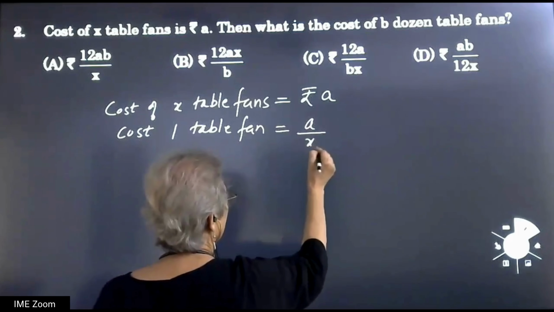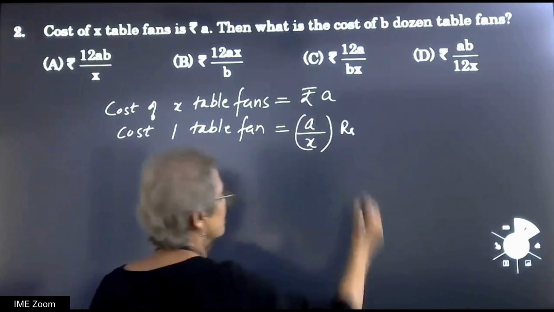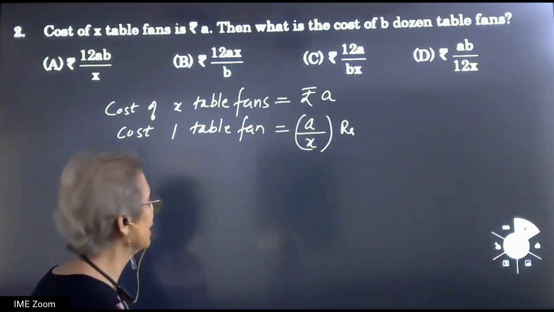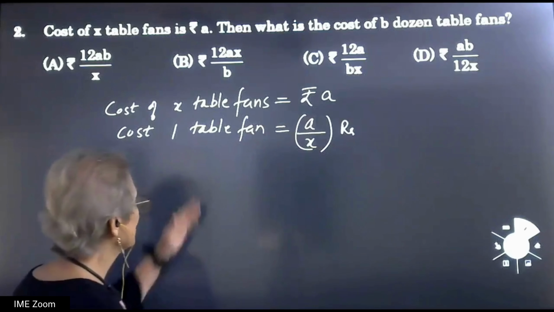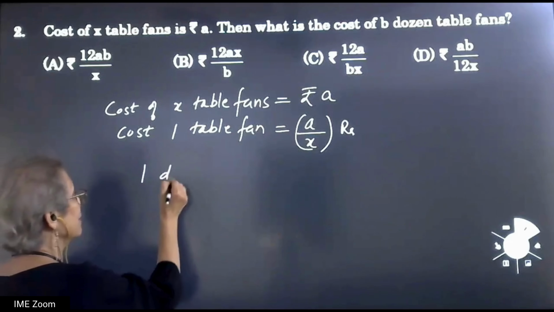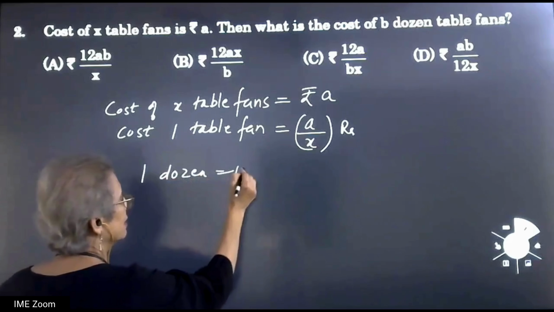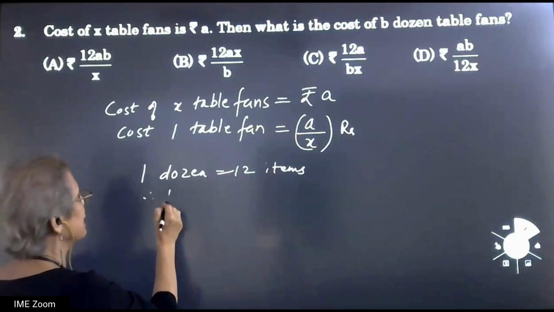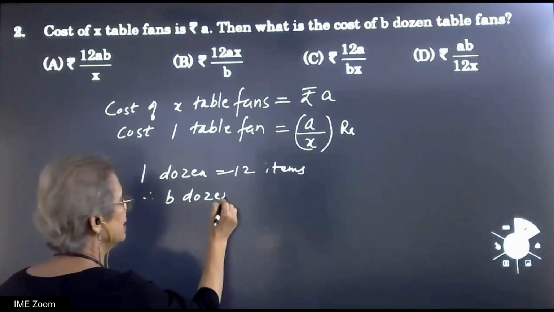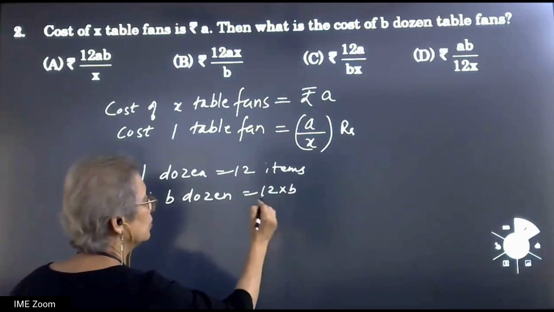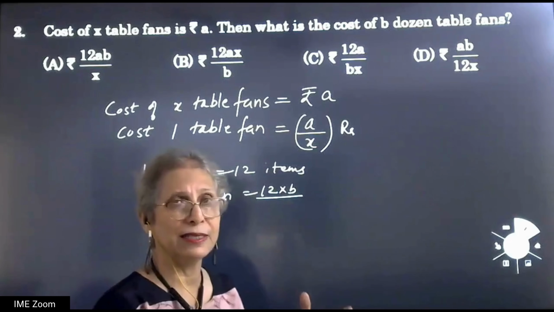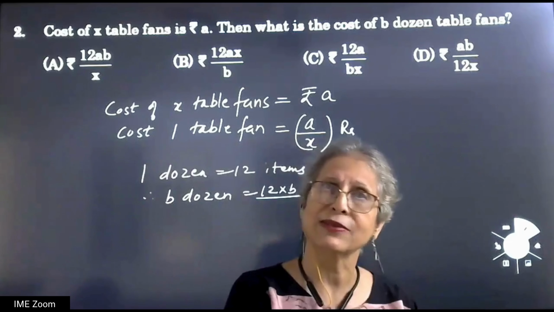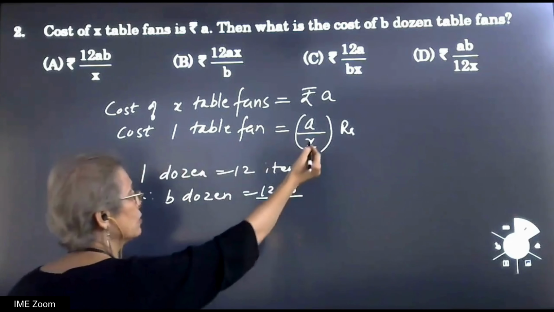This much rupees. Both the ways we can write. Okay, so this is the cost of one table fan. Now what we have to find out? What is the cost of B dozen table fans? 1 dozen is 12 items. Therefore, we have to find out B dozens. B dozen means 12 into B. 2 dozens means 12 into 2. 3 dozens, 12 into 3. Like B dozens, 12 into B.